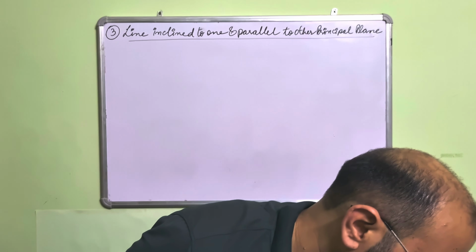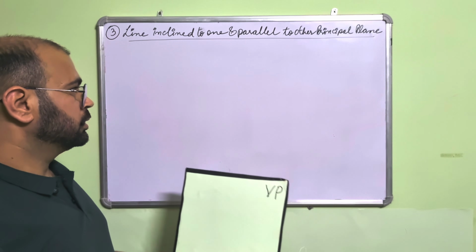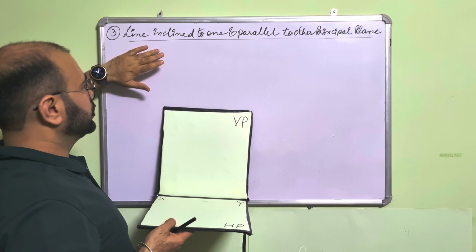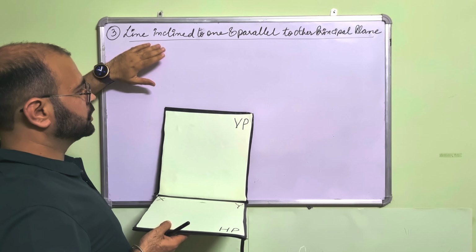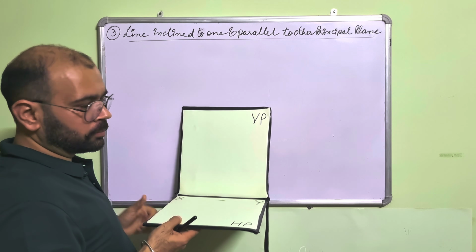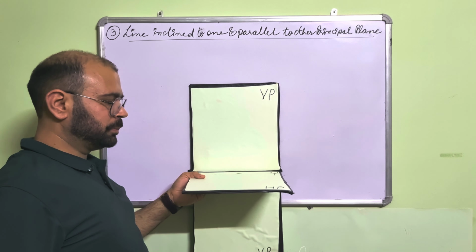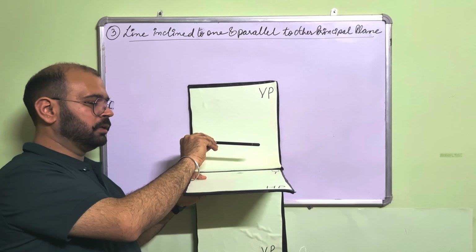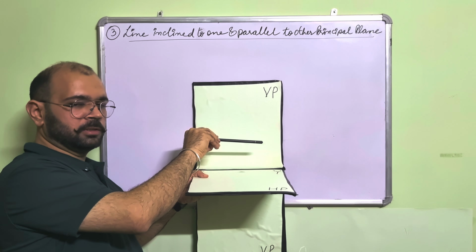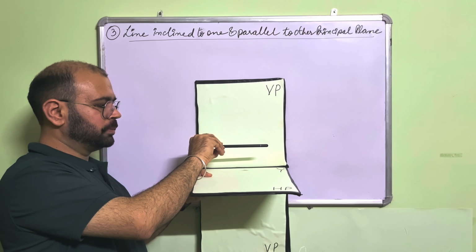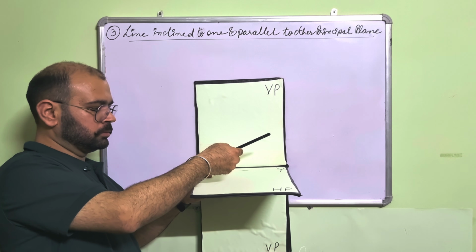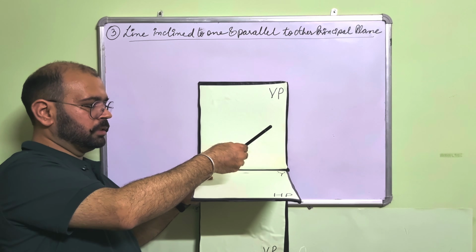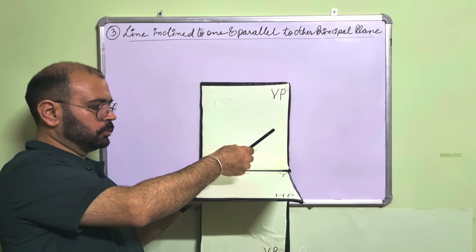So here also two cases will be there. It is inclined to one and parallel to the other. Let us suppose the first case is inclined to HP and parallel to VP. So if it is inclined to HP and parallel to VP, it will be like this. This is inclined to HP and it is parallel to VP. Like this it is there.